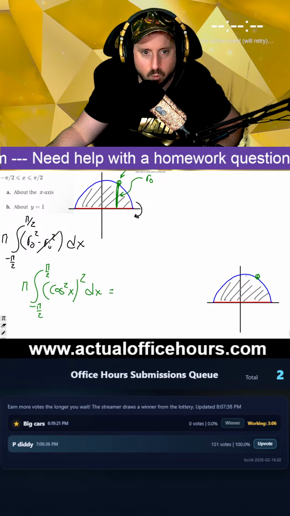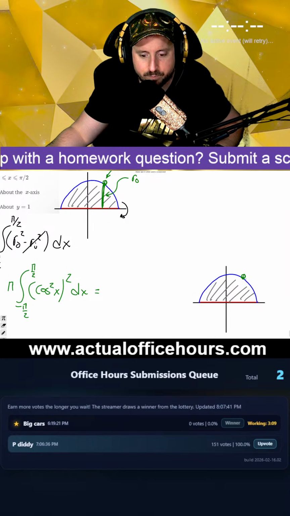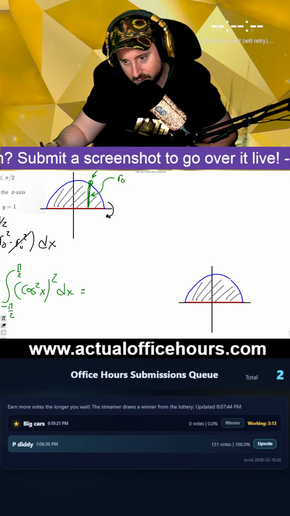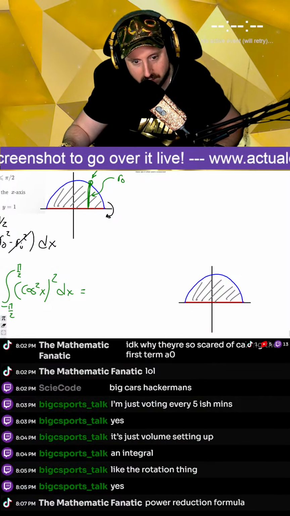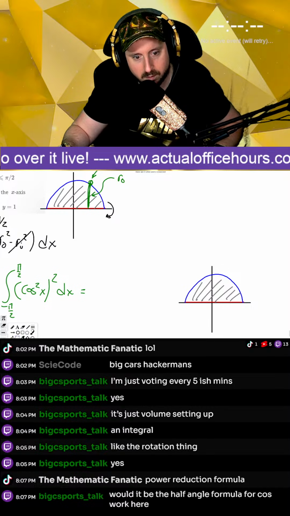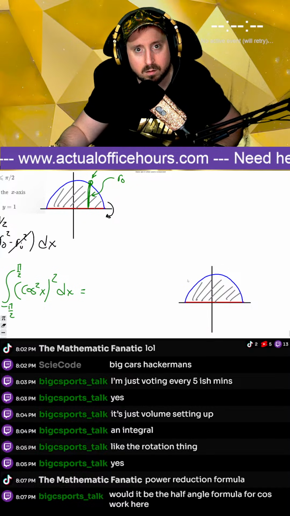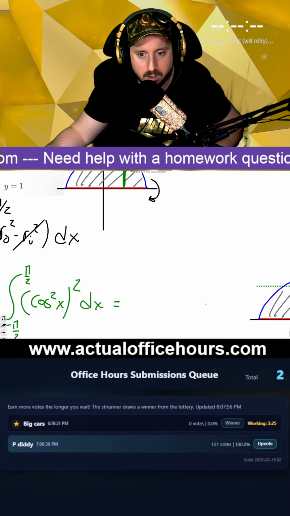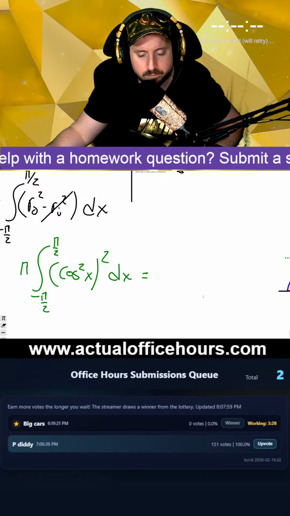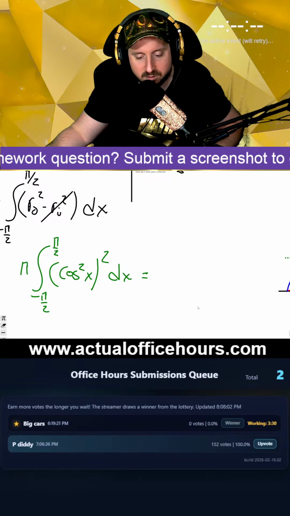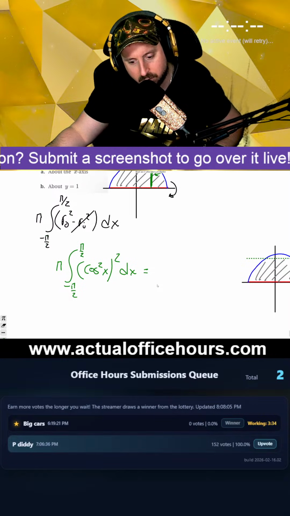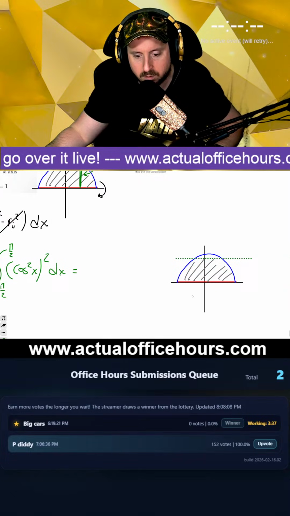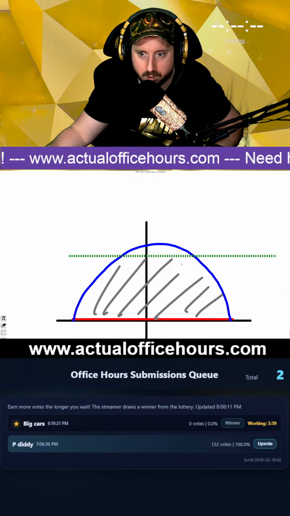Okay, if we're revolving around y equals 1. Oh, okay. So that's revolving. Oh, this is actually really fun. Okay, so now we're revolving around here. Would it be the half angle formula for cosine? Yes. Yeah, the half angle would work too. And then you'd have to do u sub, right? You could. Yeah, which is kind of the reduction.